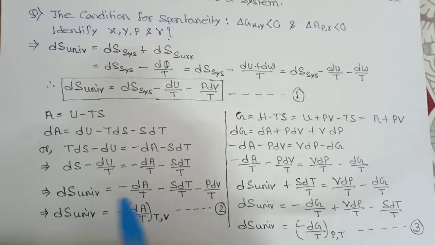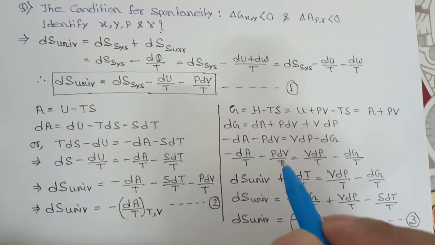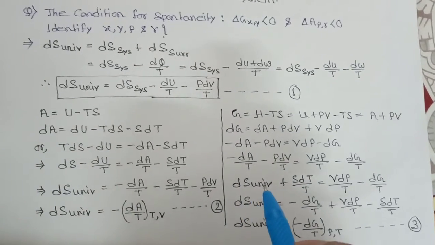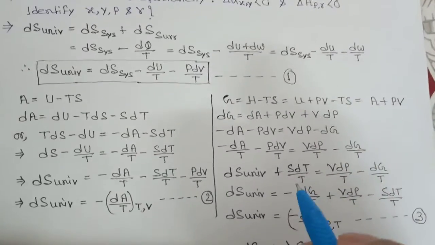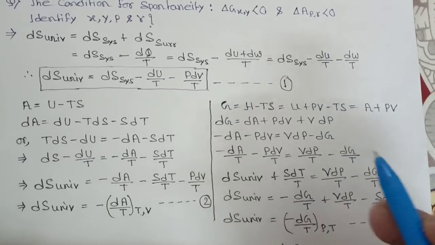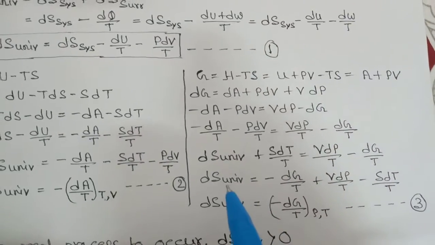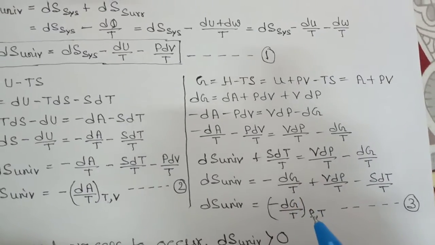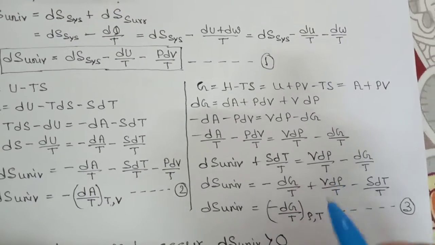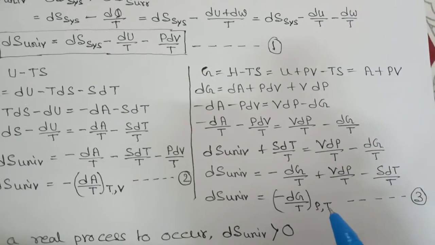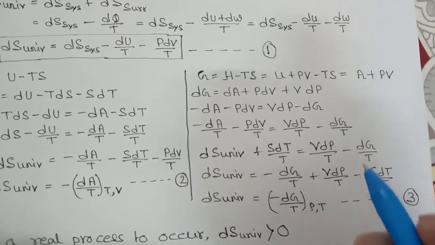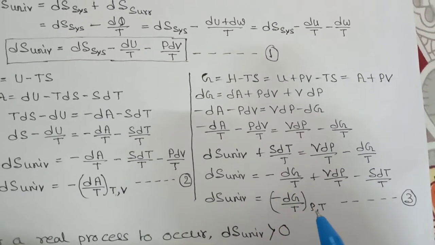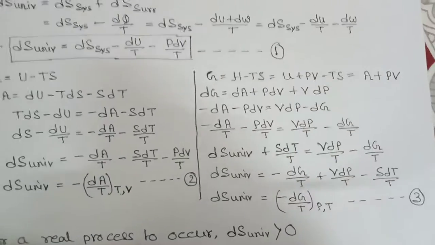So dS universe plus SdT by T will be there. So in place of this one, we can write dS universe plus SdT by T. Now this SdT by T will go in the right hand side direction. Now we can write dS universe is equal to minus dG by T. At constant pressure, dp will be 0, so this term will vanish. At constant temperature, dT will be 0, so this term will vanish.